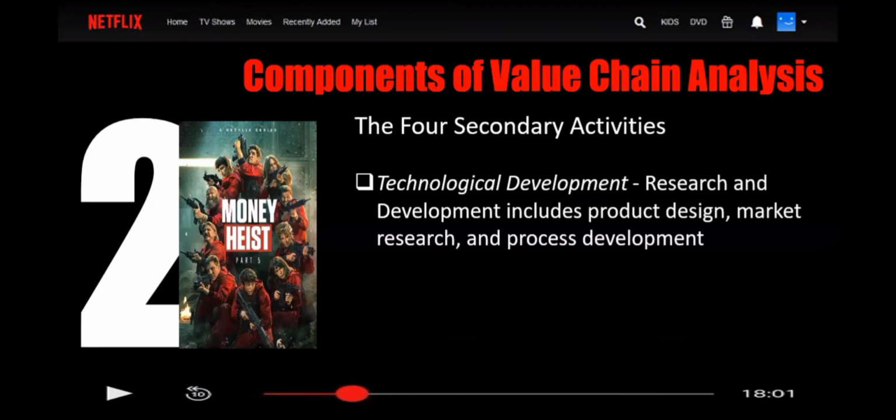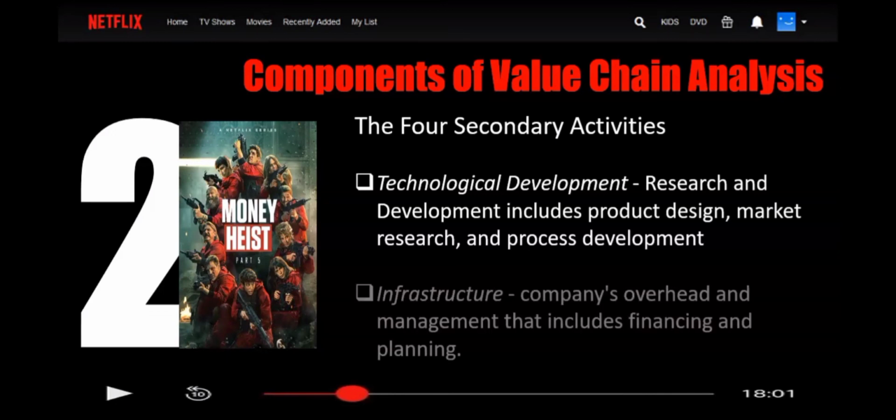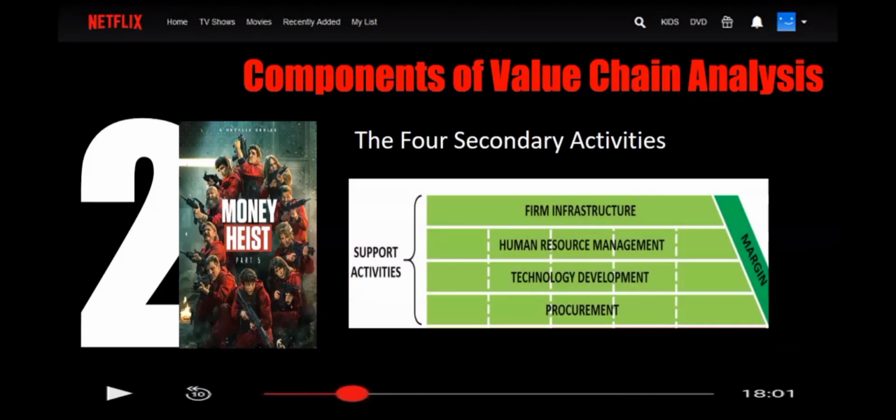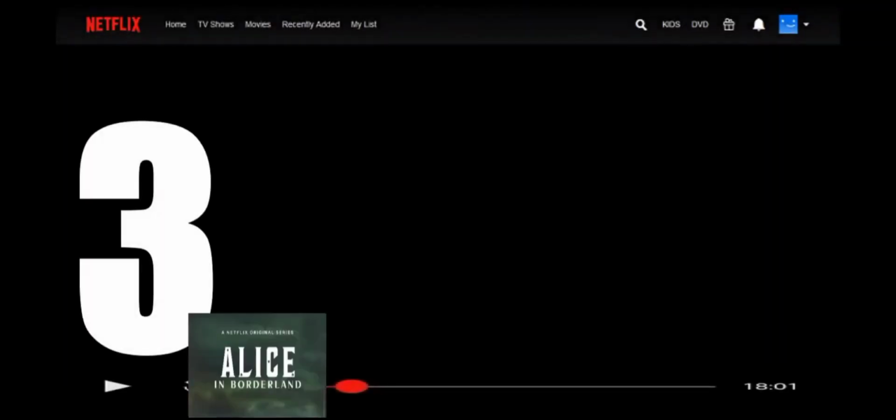The last part of secondary activities is infrastructure. It refers to a company's various departments and administrative functions including accounting, legal, finance, planning, public affairs, government relations, quality assurance, and general management. These are the four secondary activities that are considered components of value chain analysis.